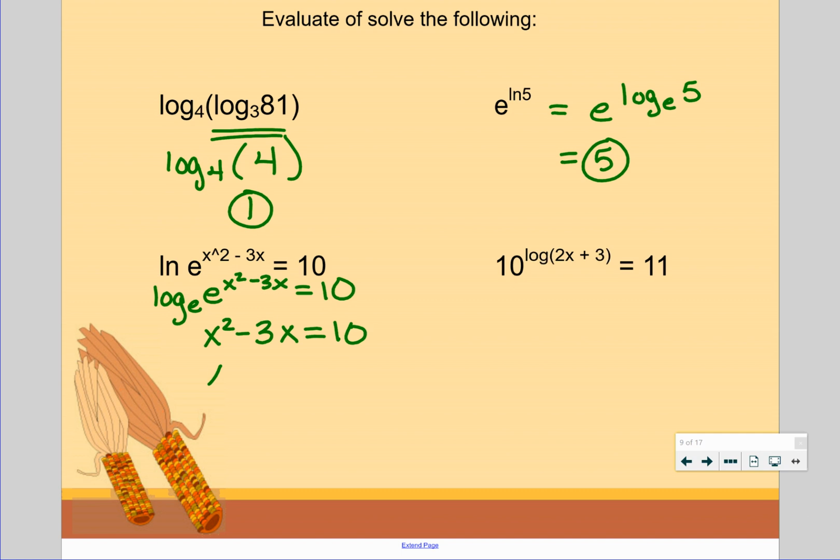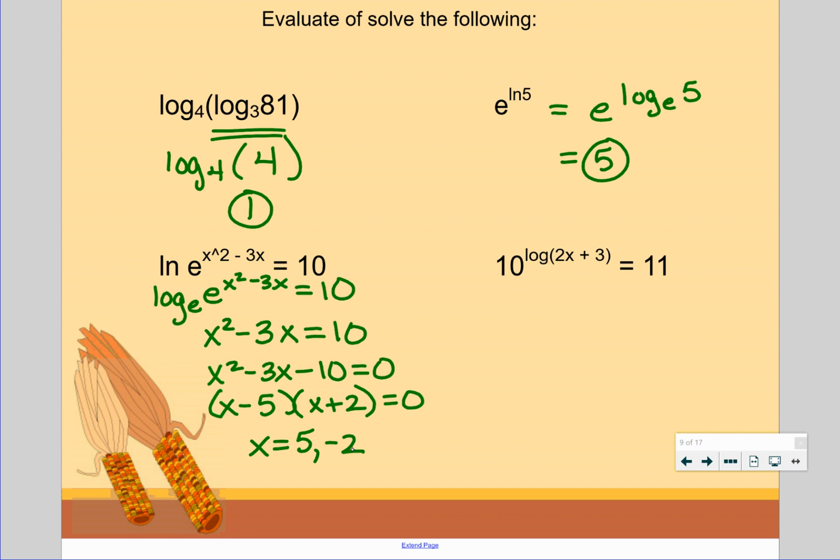Get it all to one side, equal to 0. Does it factor? What does it factor to? Close, -5 and +2. So my answers are 5 and -2.